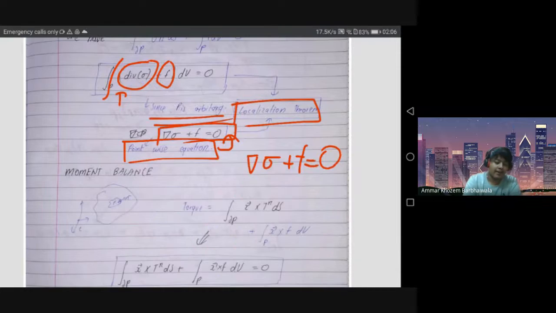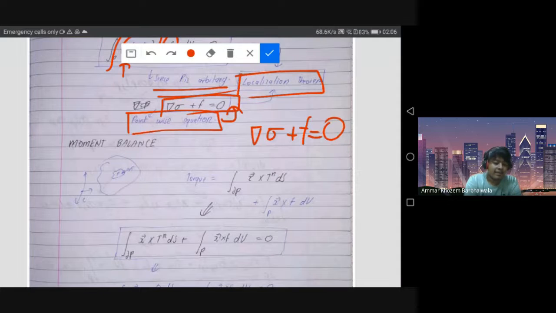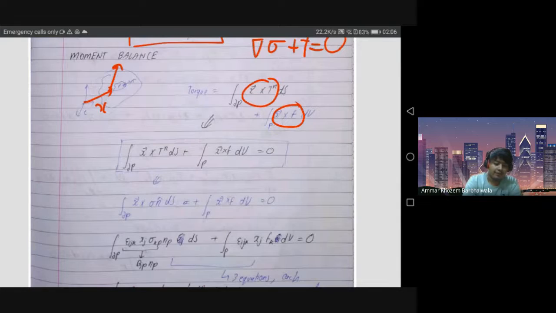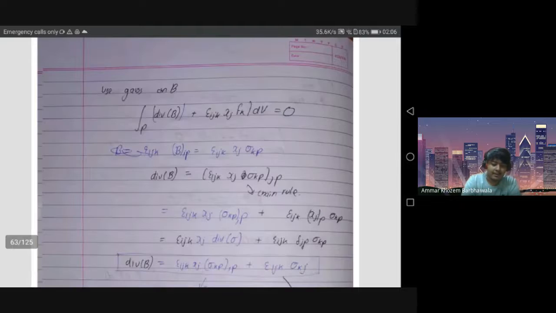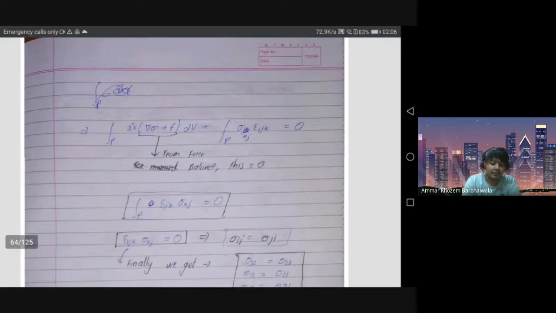This is basically the mass conservation equation, or sorry, the force balance condition. And after this we have the moment balance. The moment balance derivation is quite involved, but basically we can consider an x vector for this. We can consider any origin, and we can consider an x vector where the traction is being applied. So the moment would be x vector times the traction vector, and the force would be x vector times the force vector. After a lot of derivation, the derivation is not important, only the final result is important.